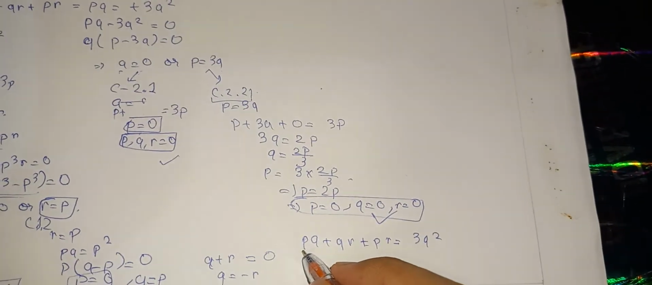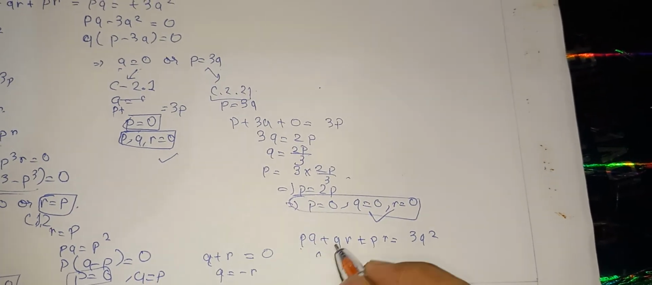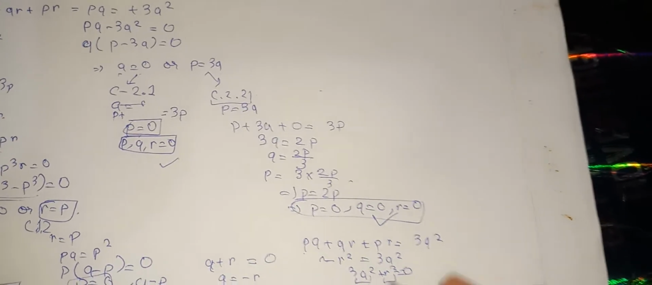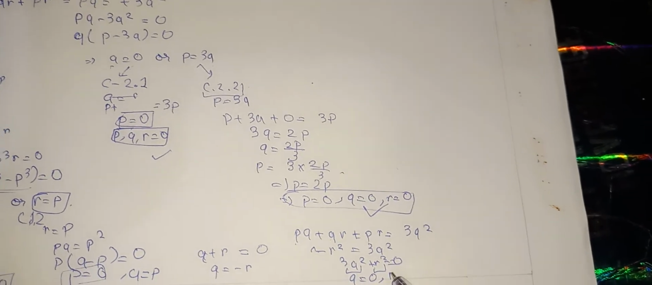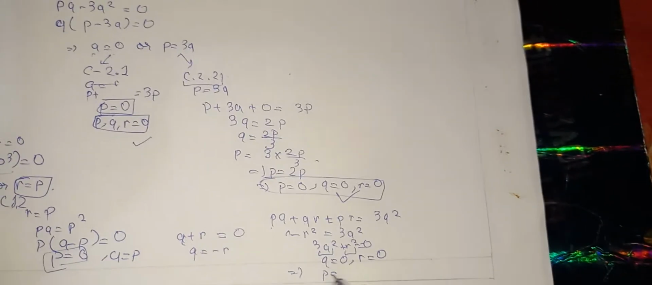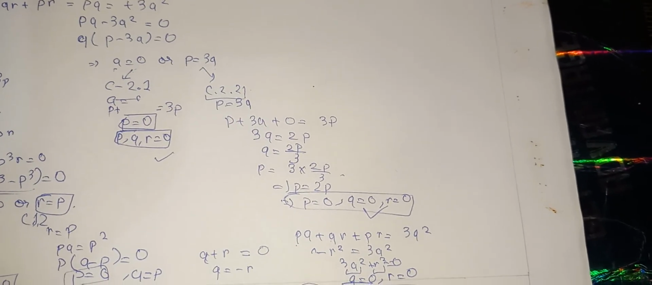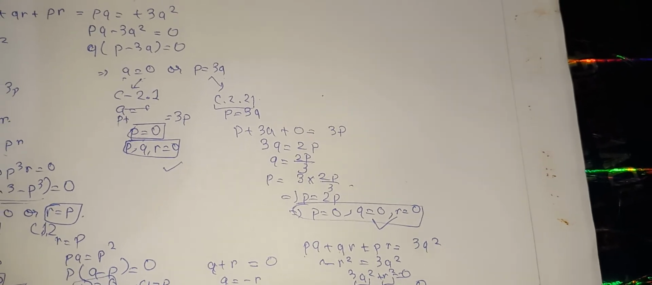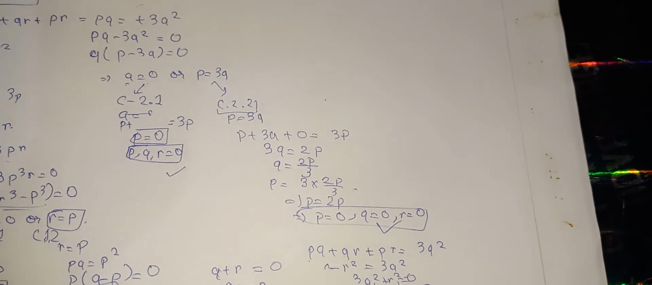Qr plus pr equals to 3q squared. Yes, 3q squared. Now p is 0, and here also, so we have qr equals to minus r squared equals to 3q squared. So this gives us 3q squared plus r squared equals to 0. Yes, now notice that summation of squares to be 0 is only possible if q equals to 0, r equals to 0. This gives us p equals to q equals to r equals to 0. So case 1.2's first part, or let me assume this to be case 1.2.1, is supporting.